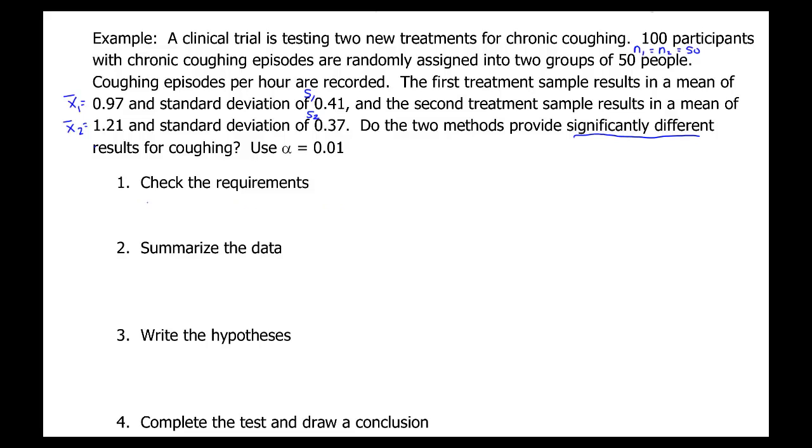All right, so requirements. We need simple random samples. And it doesn't say if the 100 participants were selected randomly, but they were randomly assigned into the groups. So we can assume that they're simple random samples. Second requirement is we don't know anything about the population standard deviations. That's true. All we have is sample standard deviations.